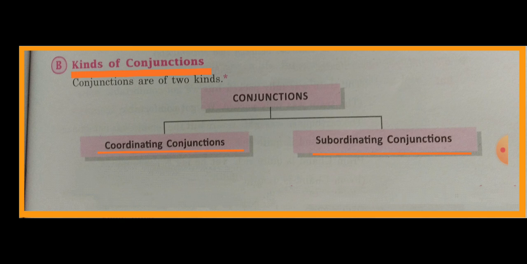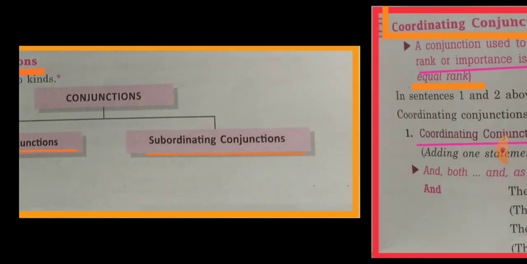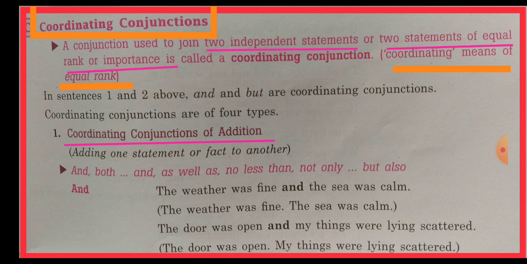Now, kinds of conjunction. Conjunctions are of two kinds: coordinating conjunction and subordinating conjunction. In this video, we will learn about the first one, that is coordinating conjunction. What are coordinating conjunctions? A conjunction which is used to join two independent statements or two statements of equal rank is called a coordinating conjunction. Here coordinating means equal rank, meaning the statements or sentences which we are joining should have equal importance and they can stand independent.